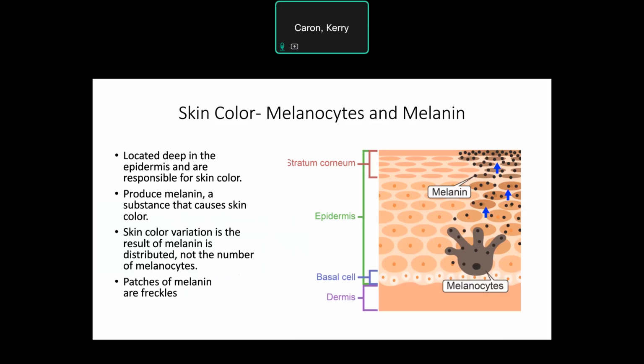And there are a lot of variations, obviously, with skin color. And it really has to do with how the melanin is distributed, not the number. So it's not that if you have darker skin, you have more melanin. That's not the case. It's not the number of melanocytes. It's just how it's distributed. And freckles are patches of melanin.